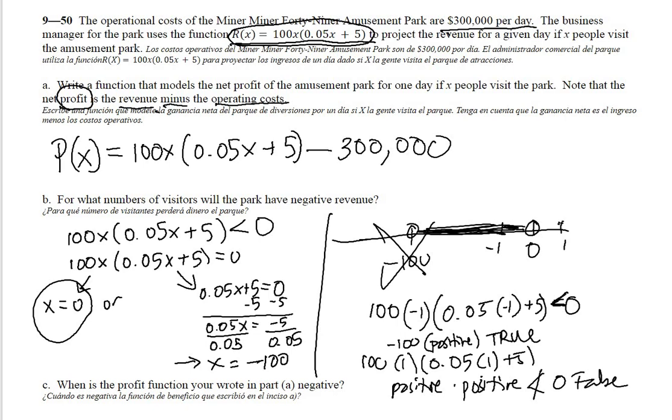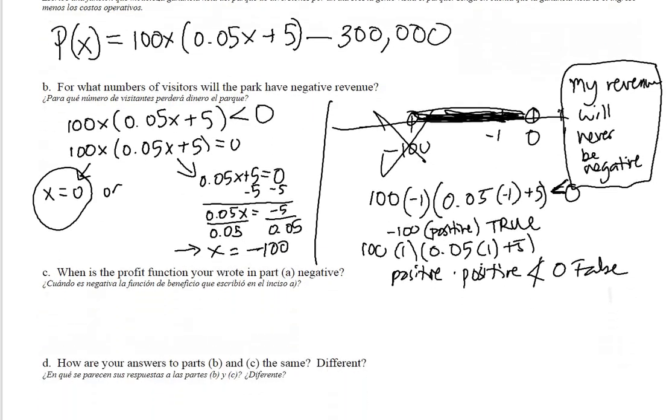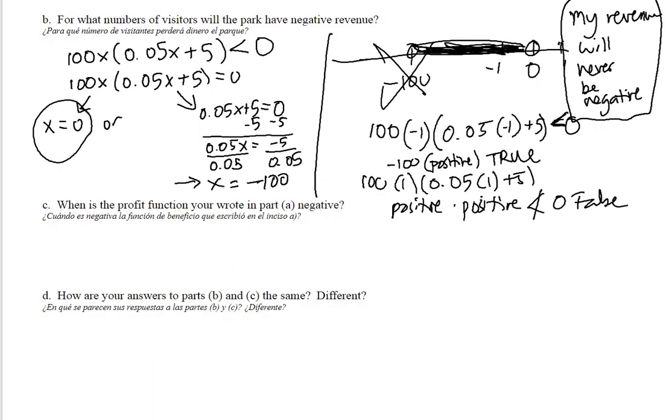So it seems like I'm only negative in the revenue if I have negative visitors, which is never going to happen. So my revenue will never be negative. As long as I have a visitor, my revenue is positive. Does that mean I'm always going to make money? Let's check the next question.